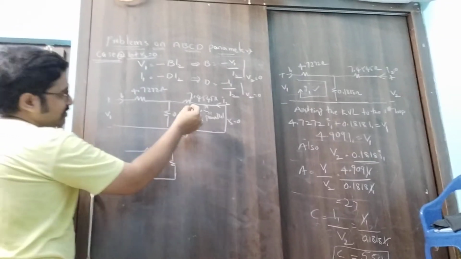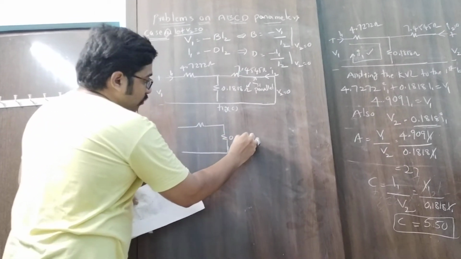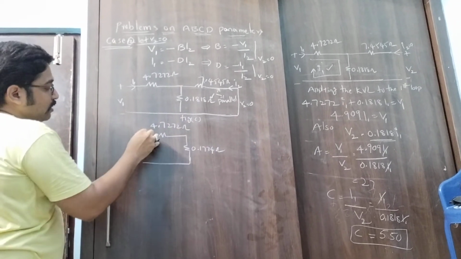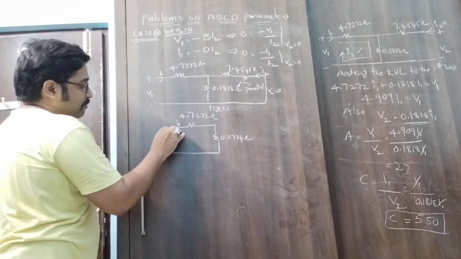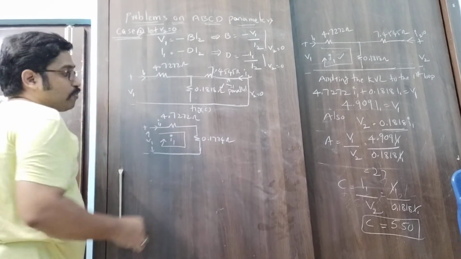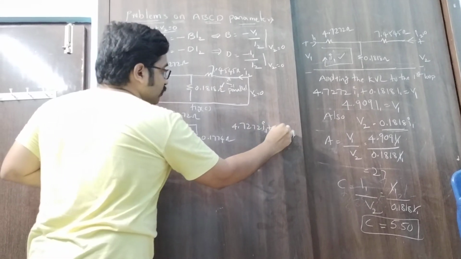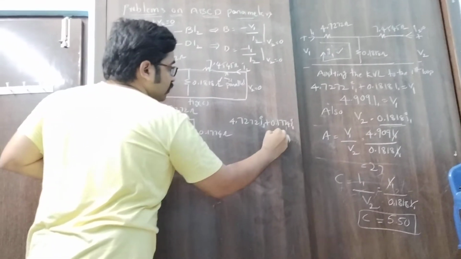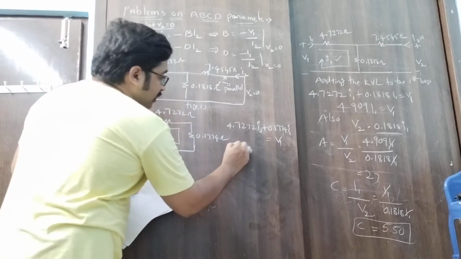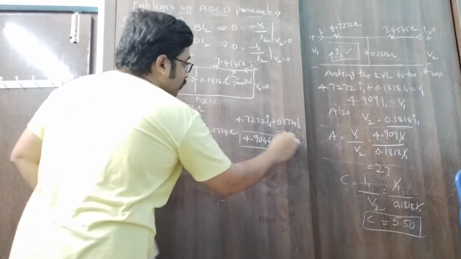When you have done the equivalent resistance, this value, you are going to get 0.1774 ohm, which is connected in series with the 4.7272 ohms. So here the current is I1, plus and minus, this is V1. Now apply the KVL to this loop. When you apply the KVL to this loop, you are going to get 4.7272 I1 plus 0.1774 I1 is equal to V1. If you do the simplification, you are going to get 4.9046 I1 is equal to V1.